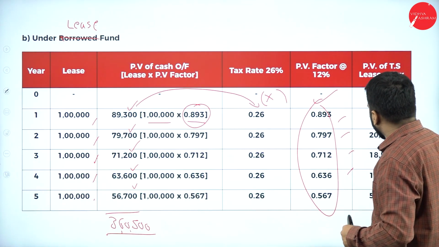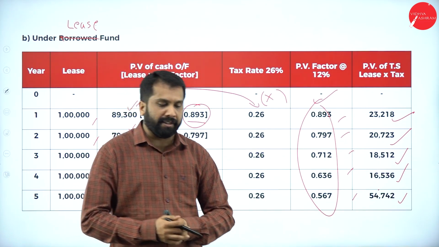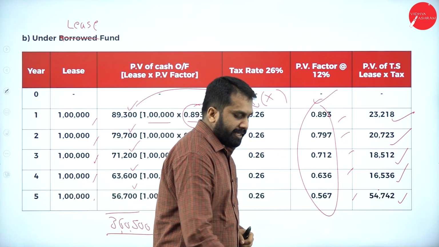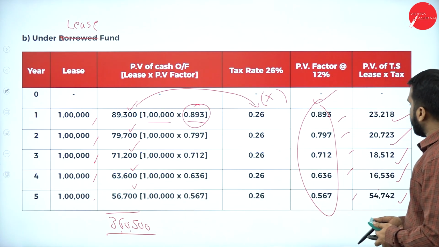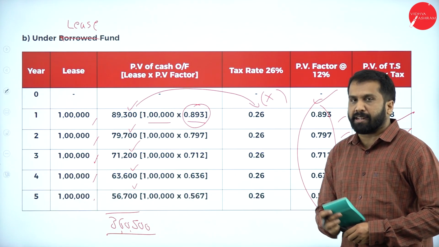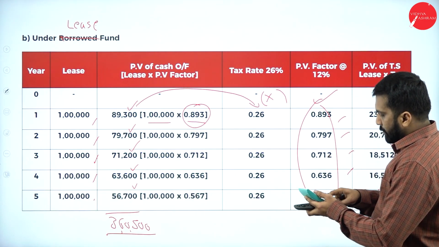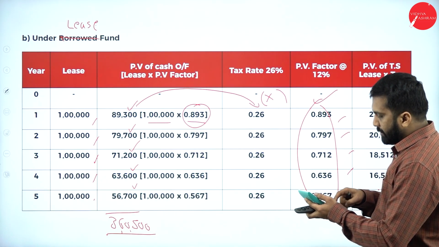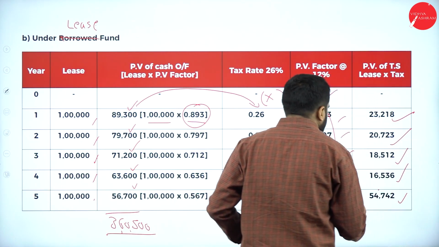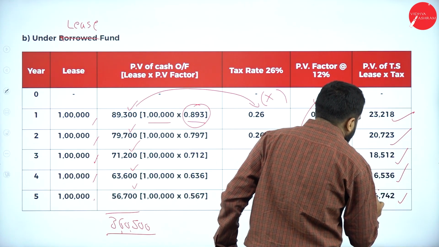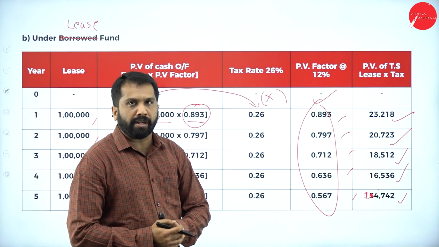We'll go to the last one. What is the last one? The last one is 56,700. You have to multiply 56,700 with your tax rate. 56,700 multiplied with 26%. I got 14,742. So we'll make it as 14,742. You got it? Yes.